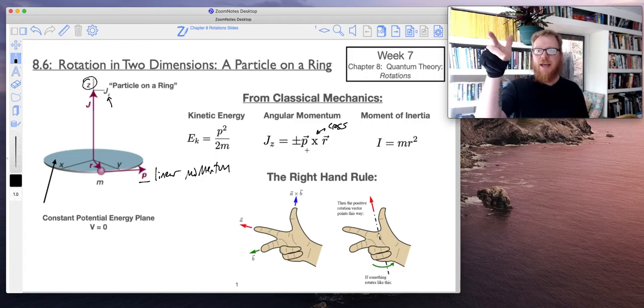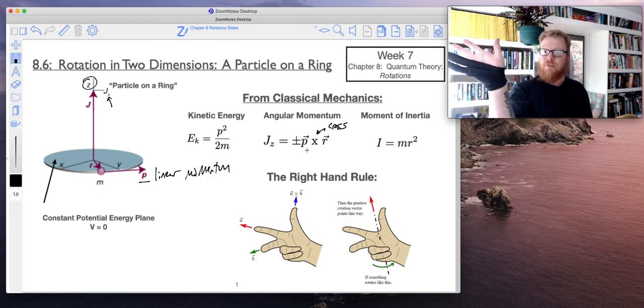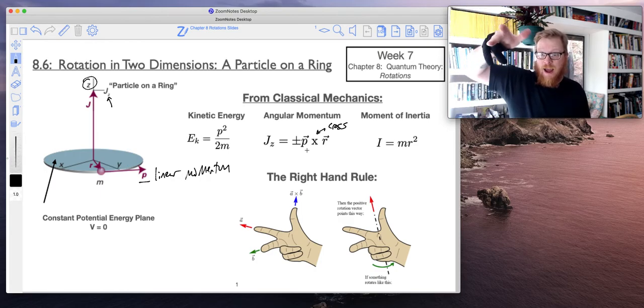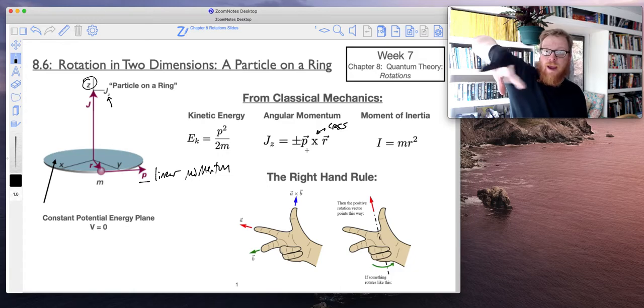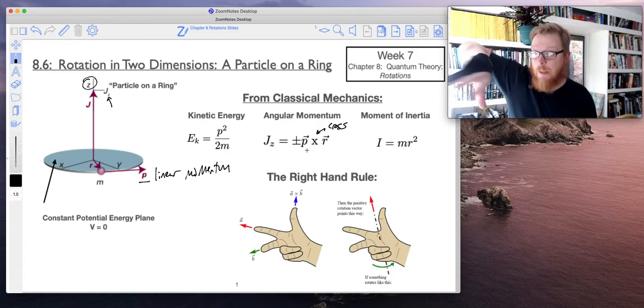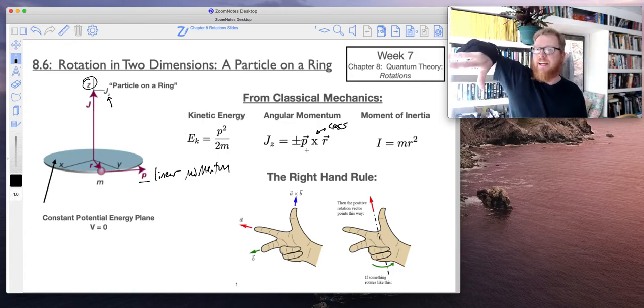So you notice here that angular momentum is plus or minus P cross R. It's plus or minus because if I want to start spinning in the other direction, my angular momentum is now pointing in the opposite direction. It's pointing towards the negative Z.